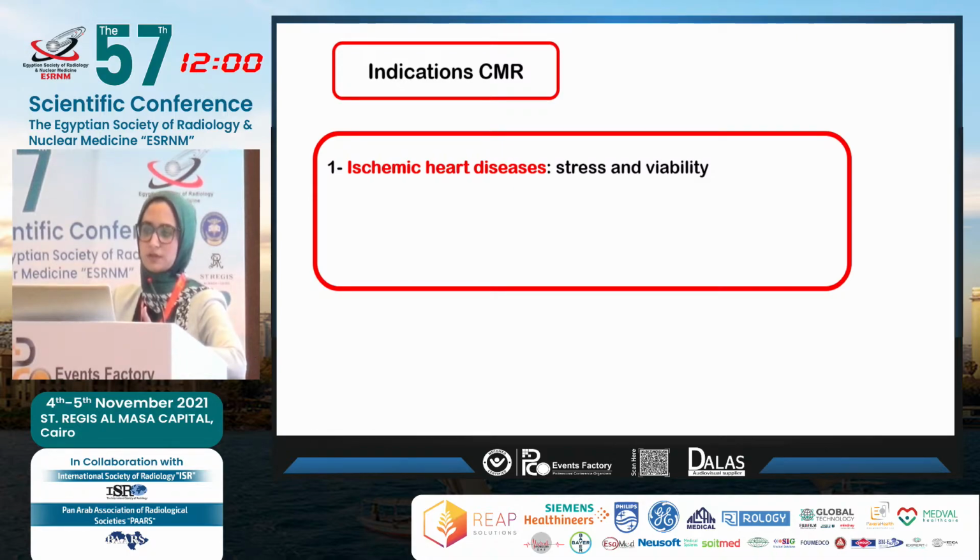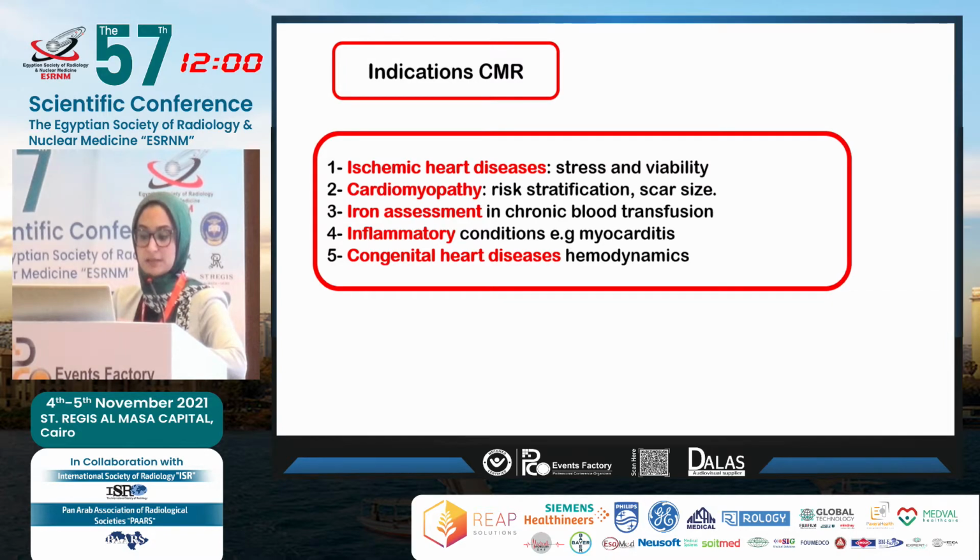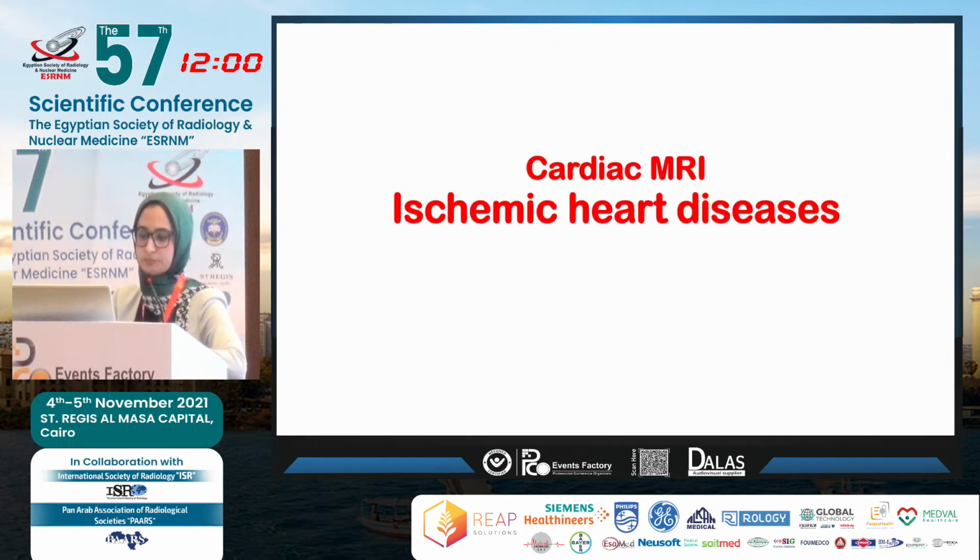So running through the main indications again of the CMR, first you use CMR in ischemic heart diseases in order to detect ischemic and viable or non-viable myocardium. You use it in cardiomyopathy in order to differentiate different types and for risk stratification of the cases. And you can actually calculate the exact scar size using post-processing methods. You can use it in iron assessment in iron overload cases, like in cases of thalassemia. You can use it in inflammatory conditions, and that's actually booming nowadays since we have the COVID era. We use it in congenital heart diseases in order to detect hemodynamics and understand what's going on within the vasculature.